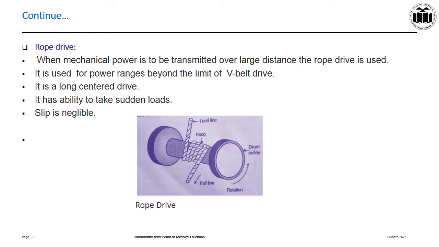In the diagram, we can see that there is a rope. So here we are talking of a rope drive. When the mechanical power is to be transmitted over the larger distance, the rope drive is used instead of belt. It is used for the power range beyond the limit of the V-belt drive, that is above the 450 kilowatt. It is a long center drive and it has ability to take the sudden loads. So here the slip is almost negligible.